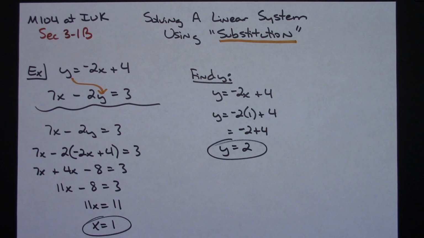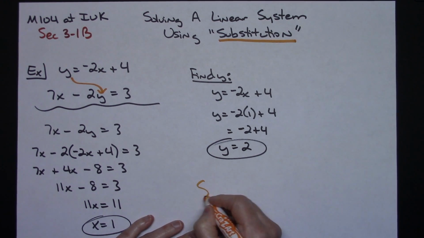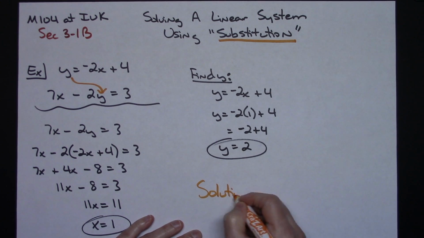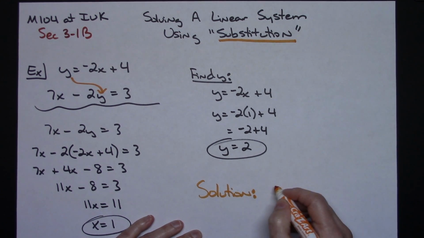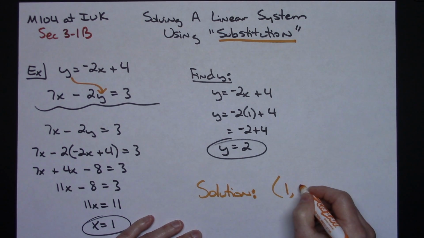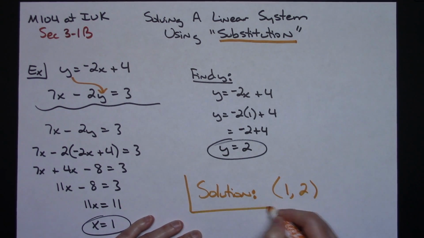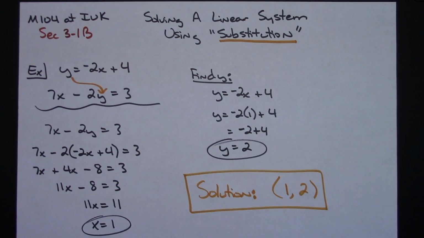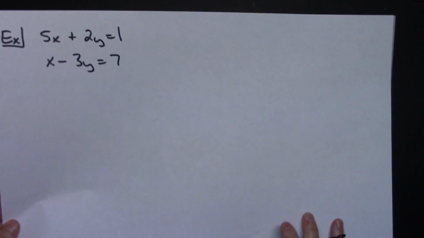Now you've got to remember that every time you write a solution to a system of equations, you need to write it as an ordered pair. So my solution to this one is going to be 1 for my x and 2 for my y value. Okay, so that would be one type of scenario of solving a linear equation using substitution. Okay, for a second example.